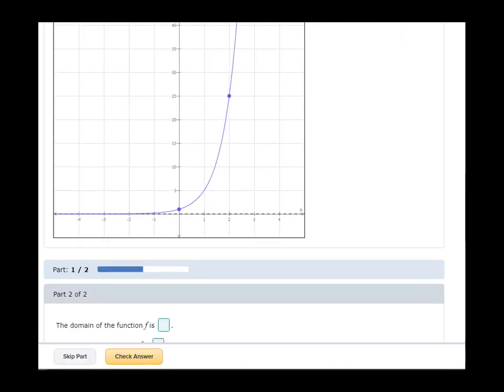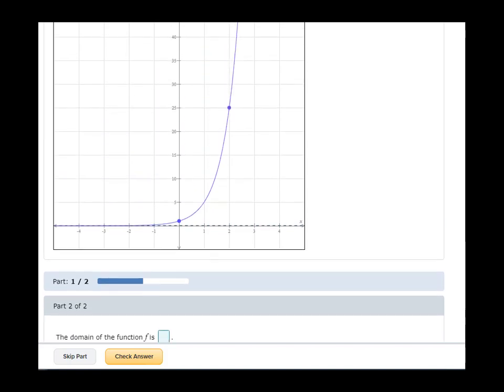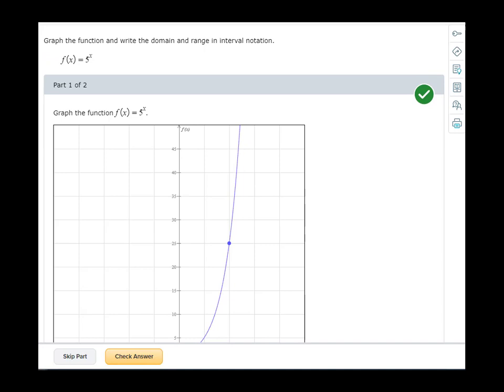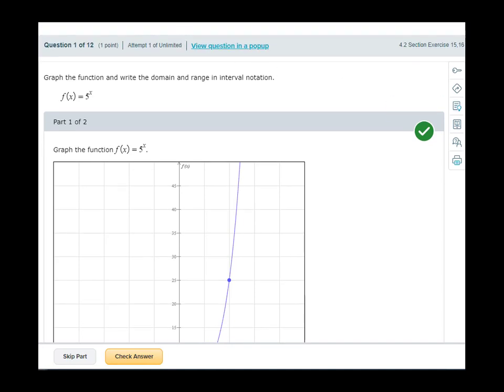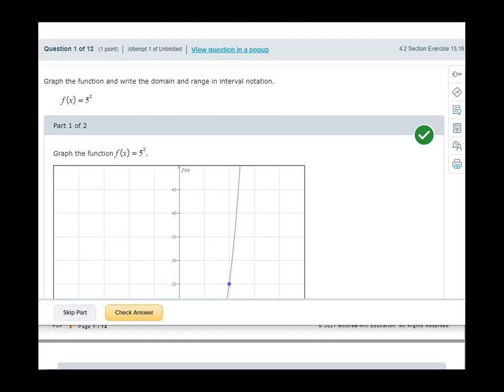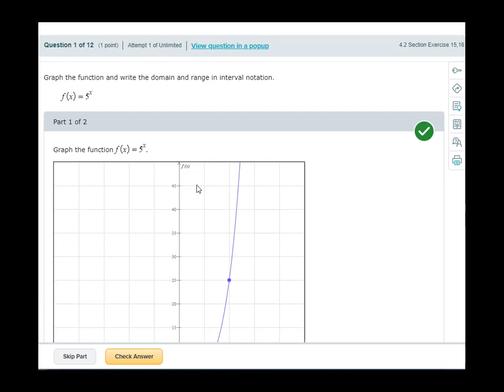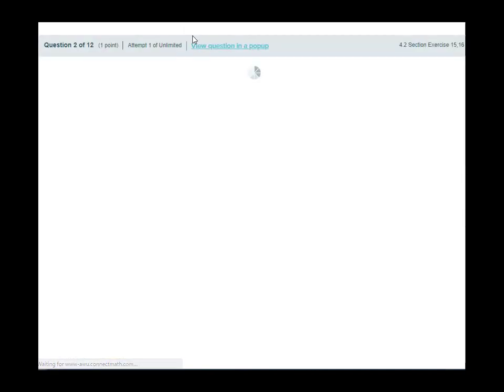Oh, it did seem to like it. And then it's going to want to ask questions about domain and range. Let's do a few more of these just because I think it's important that you see this. I don't know why it keeps shrinking. All right, let's go here to question 2.